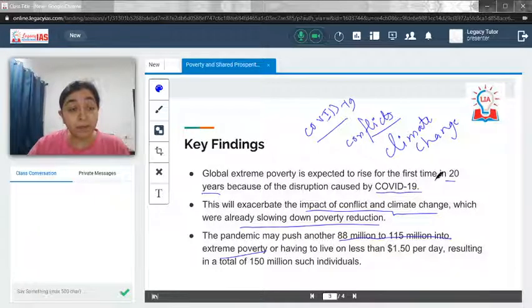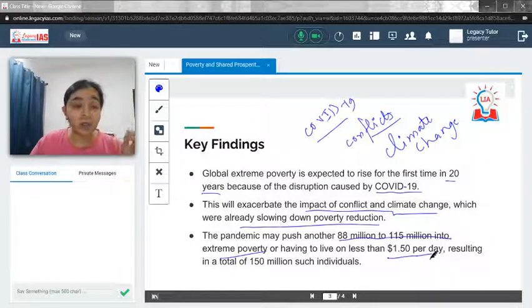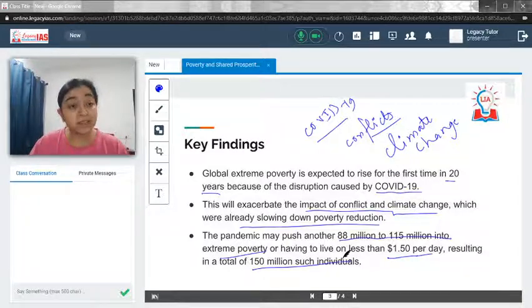People have to start living with less than $1.5 per day, which is the minimum criterion according to the World Bank that you require to be above the poverty line, resulting in a total of 150 million such individuals. So there is a case that extreme poverty could reach up to 115 million, and there is a case that people earning less than $1.5 per day is going to be 150 million.